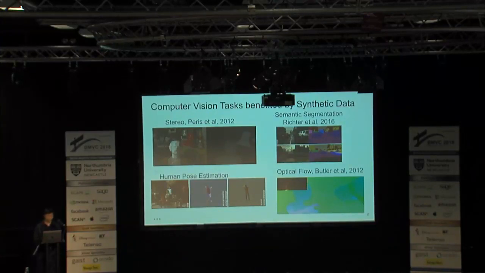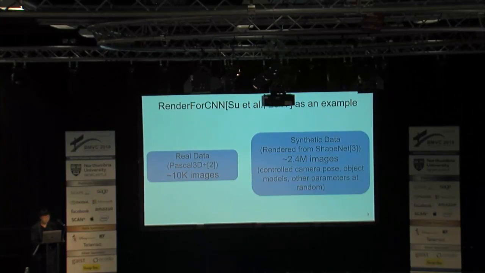There is a growing popularity of using synthetic data in computer vision tasks, especially tasks that need fine annotation, such as stereo, semantic segmentation, human pose estimation, and optical flow. Even with domain shift, computer vision algorithms still benefit from synthetic data by virtue of adding a huge amount of training images with ground truth. Take Render for CNN (Render 14M) as an example. The combination of camera pose and object models allowed them to add 2.4 million images to the original Pascal 3D+ training set.